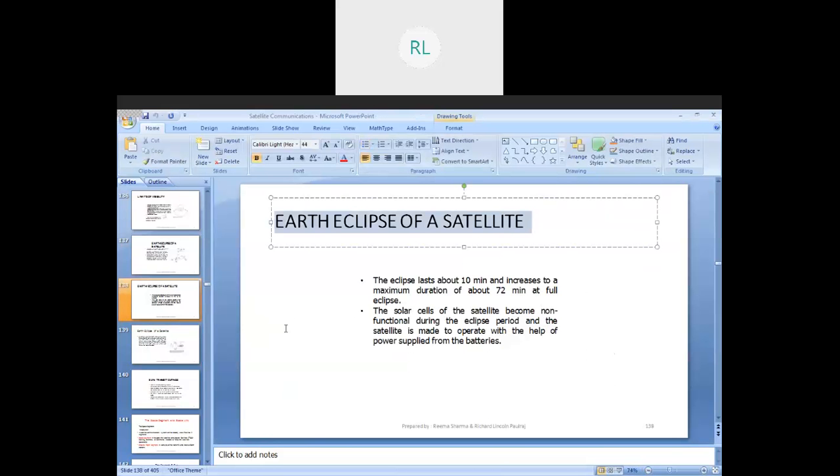I think we will see this point as well, as to how and how long it's going to happen. The eclipse lasts about 10 minutes and increases to a maximum of about 72 minutes. So which means your battery should be able to sustain up to 72 minutes for a full eclipse. The solar cells of the satellite become non-functional during the eclipse because they have to rely on their own batteries.